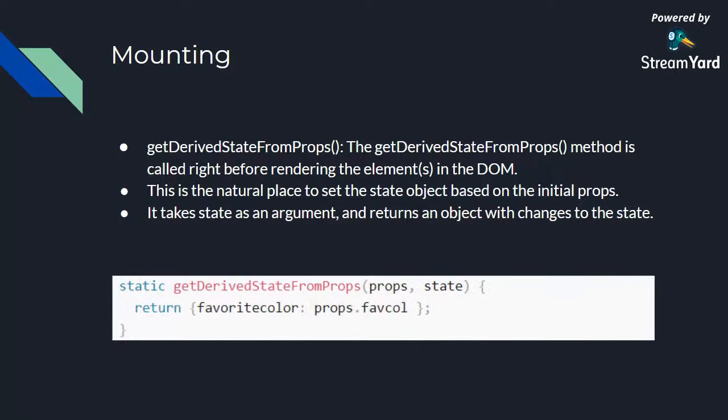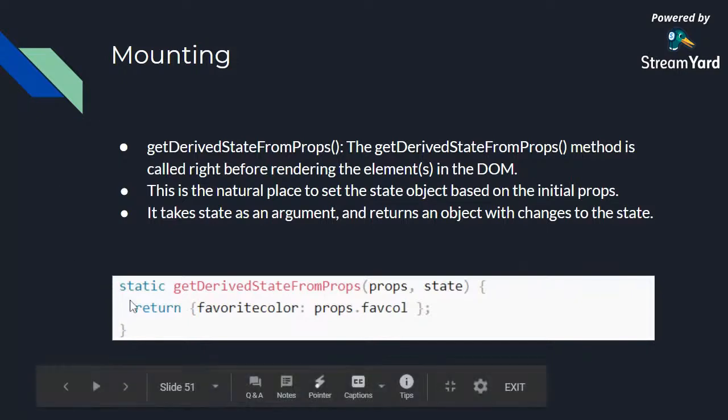The next step we have is getDerivedStateFromProps. getDerivedStateFromProps is called right before the elements appear in the DOM. So right before we can see the elements, this particular function is called. It is the natural place to set the state object based on the initial props. So for example, if we are passing some data from a parent to a child component, and we want to save the prop value inside a state value, we can do that right here.